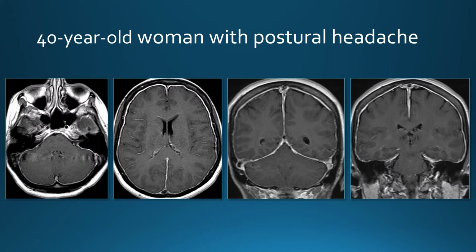Just to contrast, this is a 40-year-old woman with postural headache, which is quite similar to the patient I showed with IgG4. This one is extremely uniform. And in this case, it was due to intracranial hypotension.